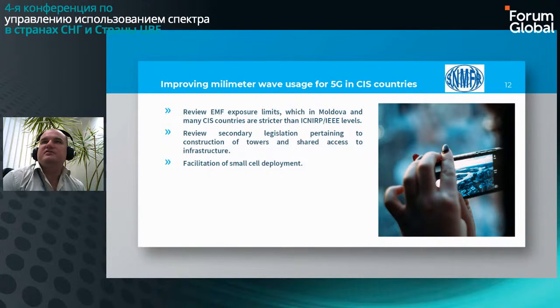First of all is to review our EMF exposure limits, which in Moldova are stricter than the ICNIRP levels, and all the studies have shown that having these stricter levels can cause serious constraints even for 4G deployment. A key issue for us is to review the secondary legislation pertaining to construction of towers, shared access to infrastructure, and facilitation of small cell deployment. Currently our spectrum management program also triggers both those activities, and we are going to have a review of EMF exposure limits and of our legislation, which hopefully will enable better usage and create better conditions for 5G deployment, including millimeter waves.